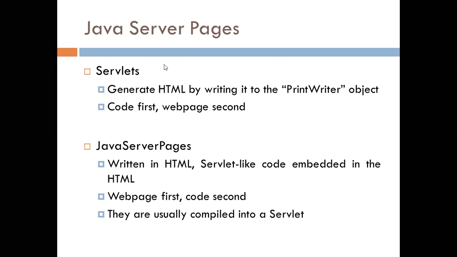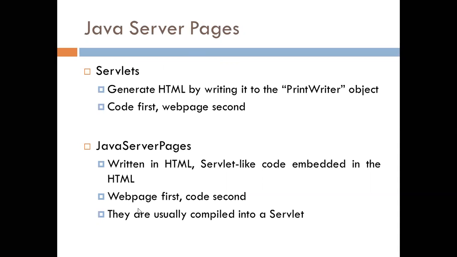Whereas in Java Server Pages, it is written in HTML, and then servlet-like code is embedded in the HTML. So in between an HTML page, the servlet code is added. So that forms Java Server Pages, and these Java Server Pages will have the extension .jsp. So in JSP, the web page is first and the code is second.